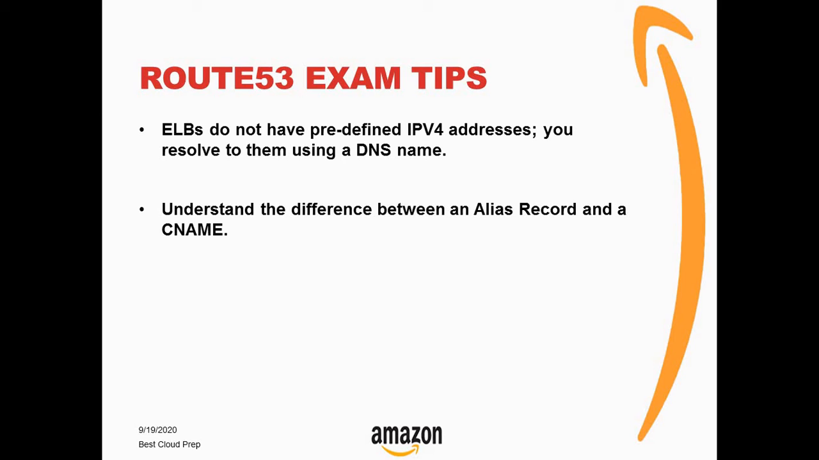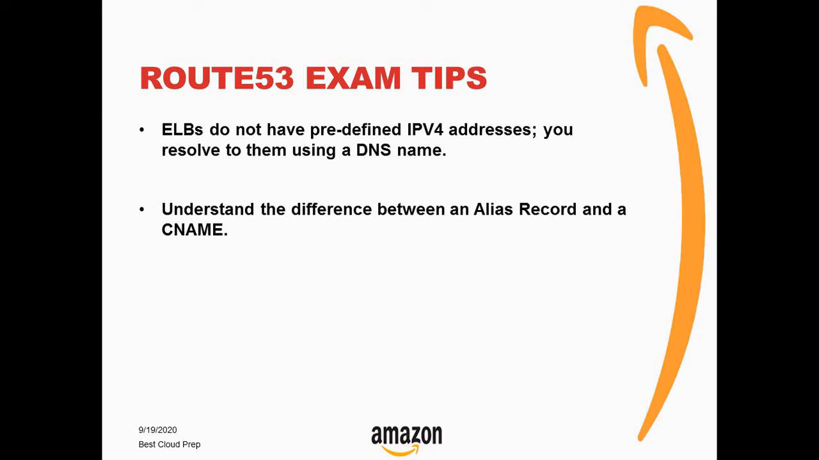This is mainly for the Solutions Architect Associate exam. Now always remember that the elastic load balancers, or ELBs, do not have predefined IPv4 addresses. So you resort to them using a DNS name. You should definitely understand the difference between an alias record and a CNAME. Basically, the CNAME record maps a name to another name. It should only be used when there are no other records on that name. Whereas the alias record maps a name to another name again, but can coexist with other records on that name.